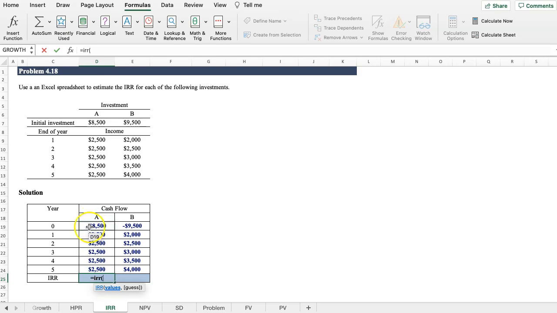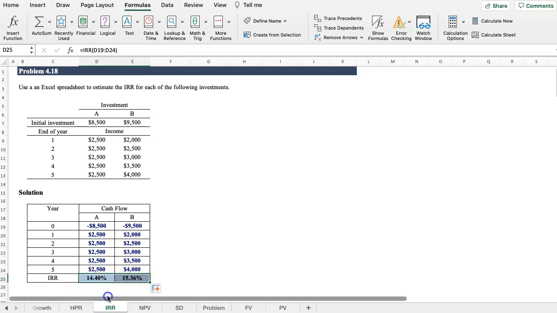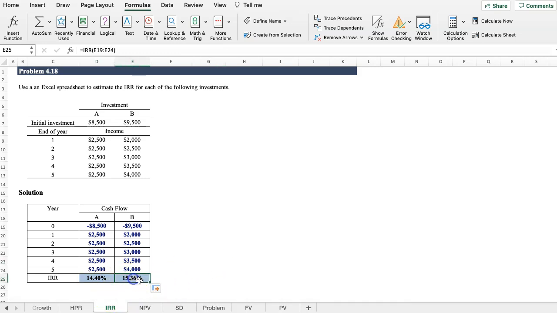Parentheses, I'm going to highlight this whole group here, close parentheses. And then I get a 14% internal rate of return. Now I could actually just pull this over here to push the formula over, or if you want me to show it, I'll calculate internal rate of return again, close parentheses, highlight this group, and then we get that 1536.